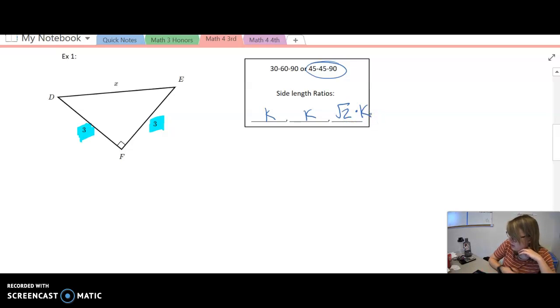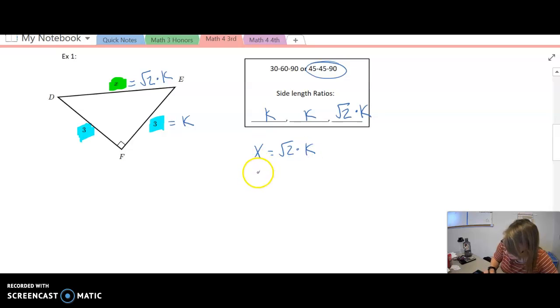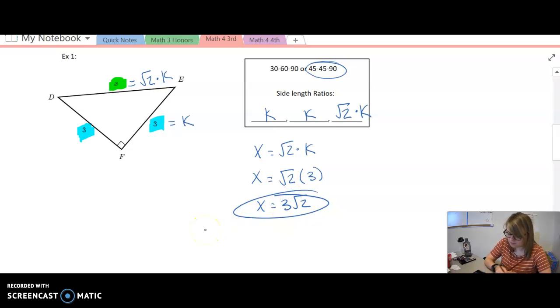So now that we know our side ratios, we need to figure out what x is going to equal. So if 3 equals k, and we need to get our x to equal square root of 2 times k, we can plug in k. And I'm going to move over here. So x equals square root of 2 times k. So we can plug in k, which is going to be 3. So then x is going to be 3 square root of 2. And that's all we have to do.